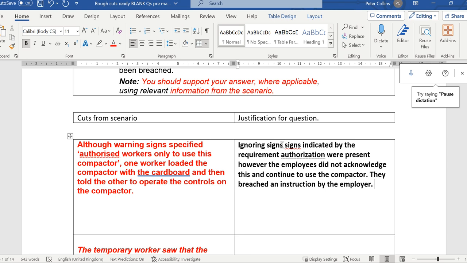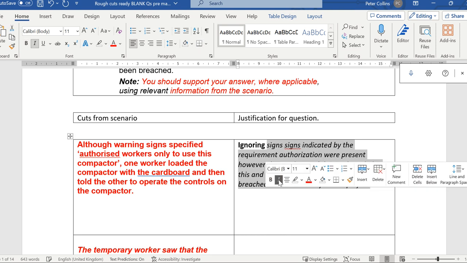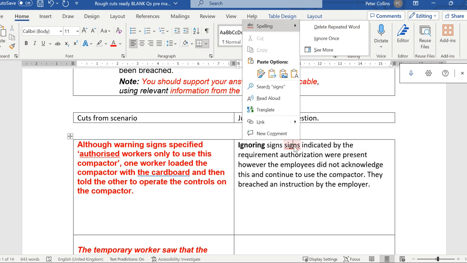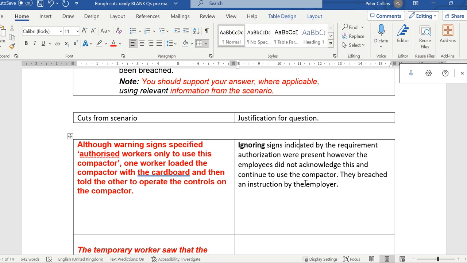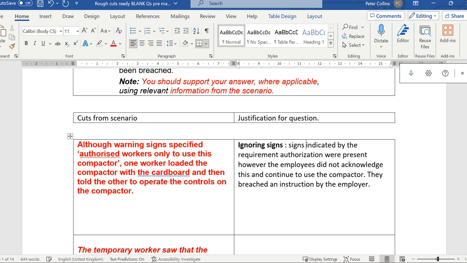There we go. So I would then put that in bold, and I put this something like that maybe. Delete repeated word. There you go. So just ignoring signs would be my point that I'm trying to make, and then I go in. Right. So I'm basically saying we could even tweak this a little bit more and say signs indicated by the requirement authorization were present.